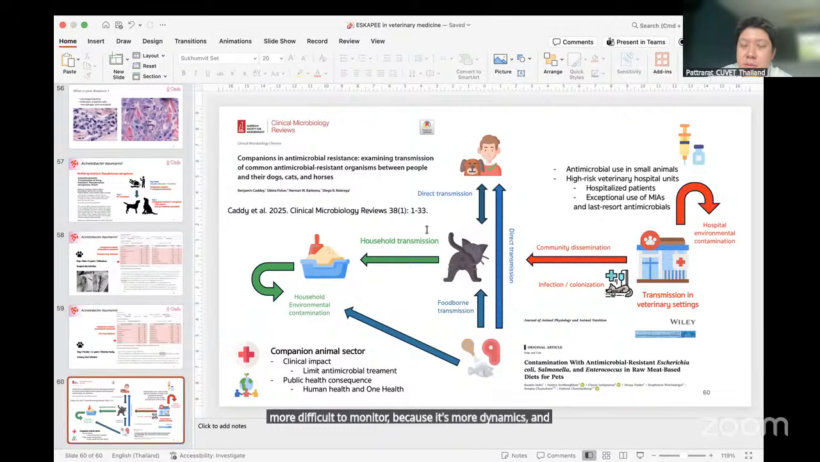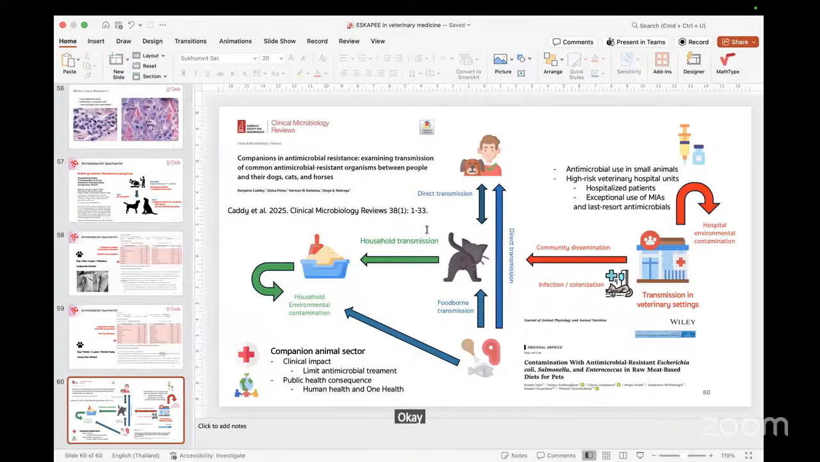And for this, we are working with the FAO. They will launch the guideline about the monitoring of AMR in the environment, with the focus on wastewater and in farms. So now I think many groups are working in research.